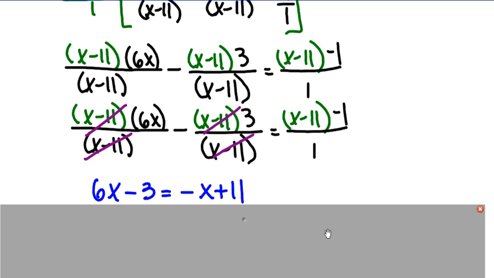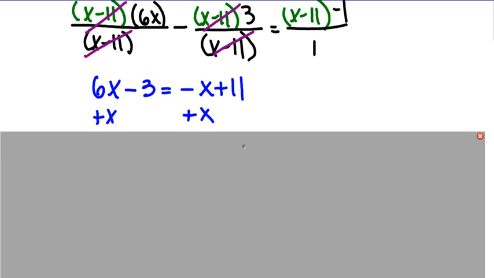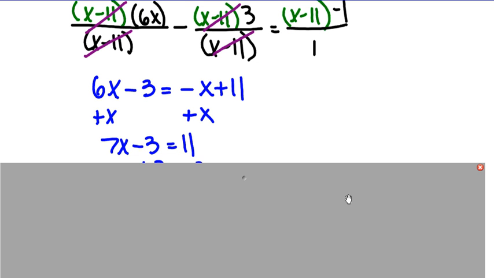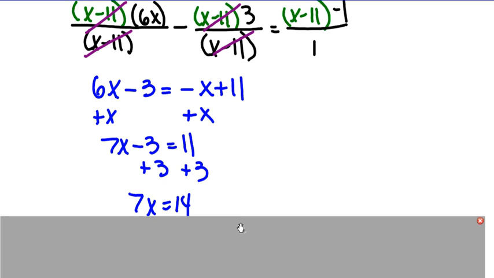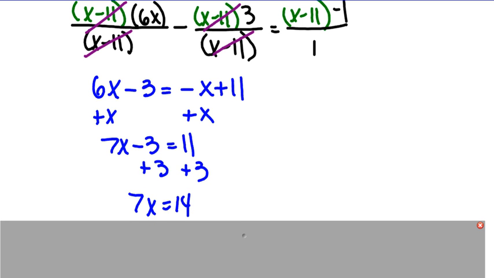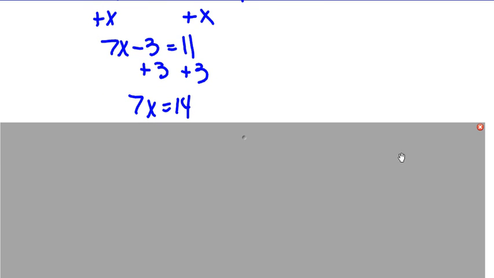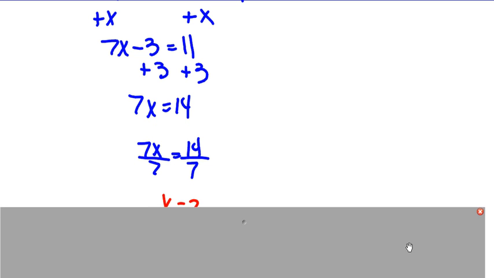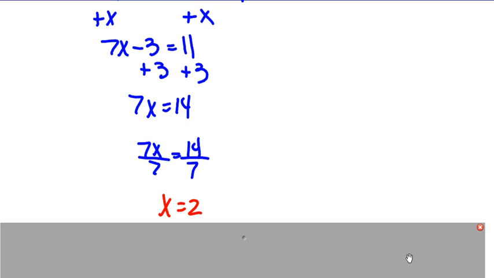Again, here's just a linear equation that we need to solve. So we're going to combine some like terms, so I could add x to each side, then add 3 to each side, divide by 7 on each side, so x equals 2. Again, we have to verify that this is the correct solution, so we're going to go back to the original equation and substitute it in.